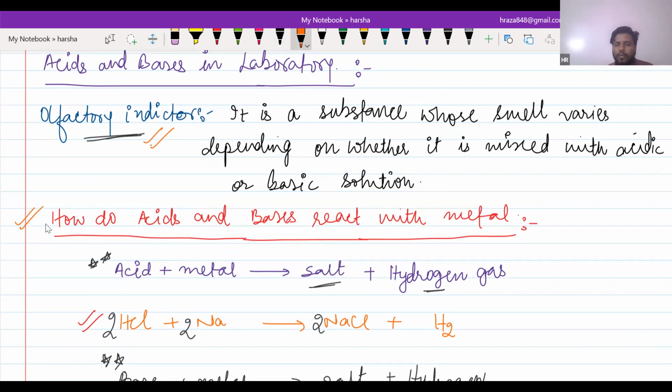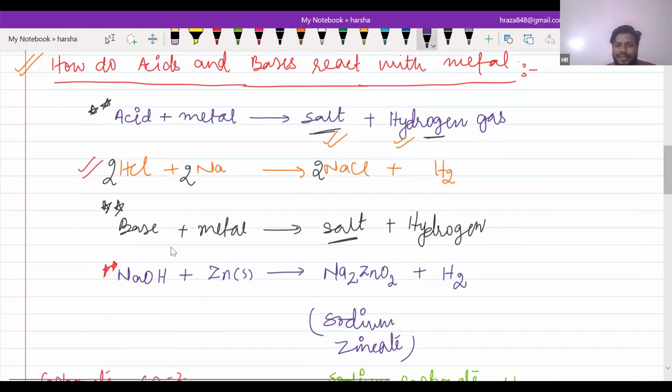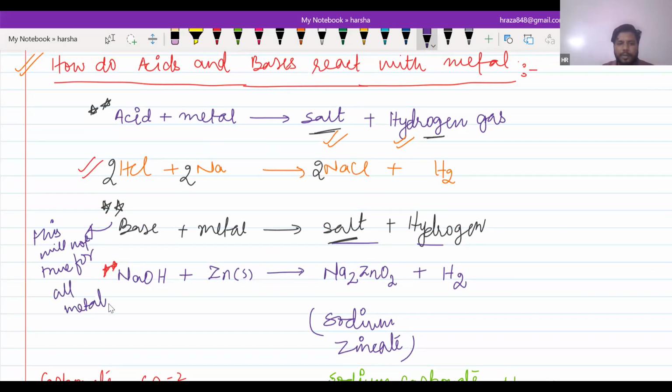Now the next topic is, how do acids and bases react with metal? Whenever acids react with metal, they form salt plus hydrogen gas. And also base plus metal will give salt plus hydrogen gas. But this will not be true for all metals. Keep it in mind.